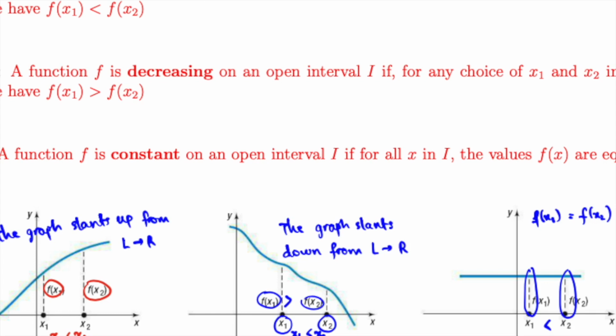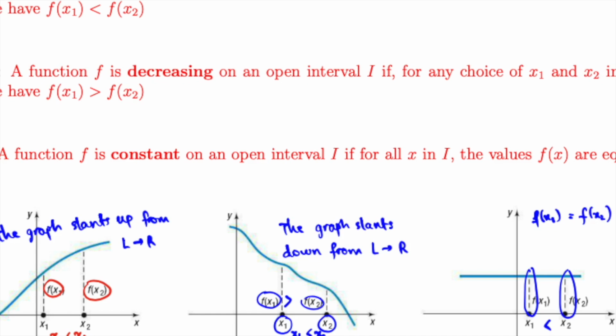Now let's take a look at the definition for decreasing. A function f is decreasing on an interval I if for any choice of x1 and x2 in the interval, again assuming that x1 is less than x2, we measure the height of the function at these two points. We obtain f of x1 and f of x2, and f of x1 has to be greater than f of x2 in order for us to see a decreasing function.